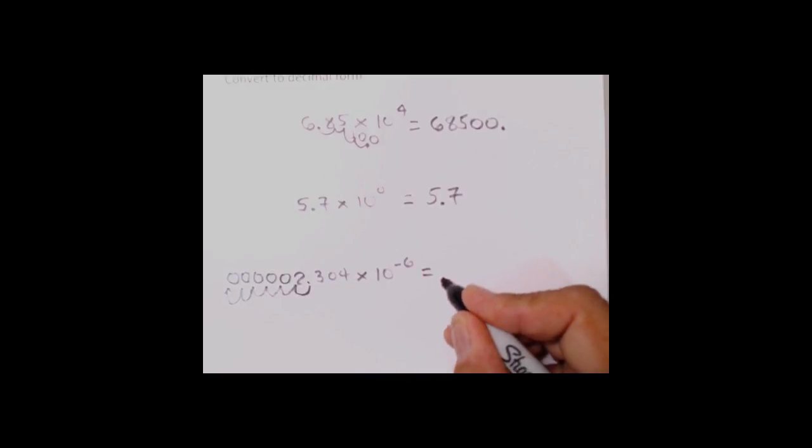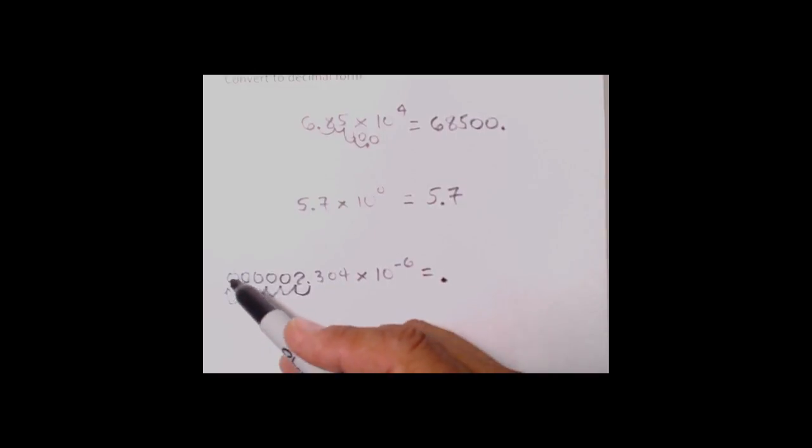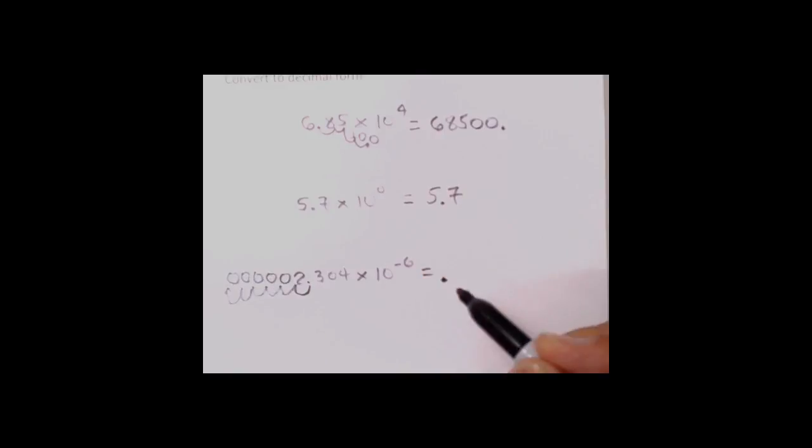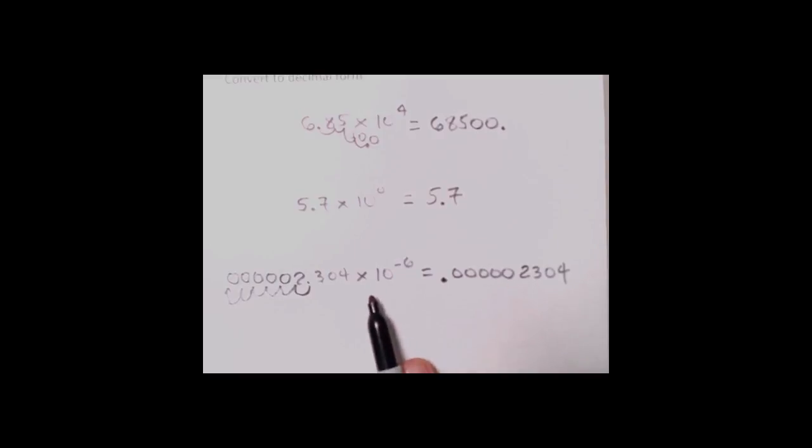So the value is going to be: decimal point, then 1, 2, 3, 4, 5 zeros, and then the 2304. So there's the actual decimal value. Now you could take that and convert it back to scientific notation, and this would be what it equaled right here. But remember, on this page, we were getting practice converting scientific notation back to regular decimal values.